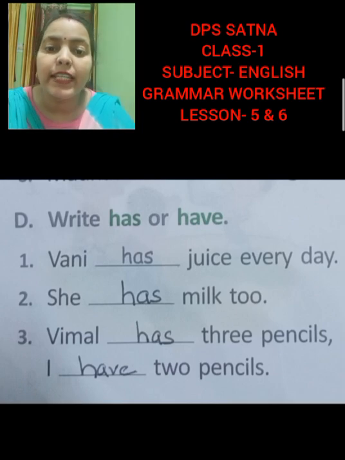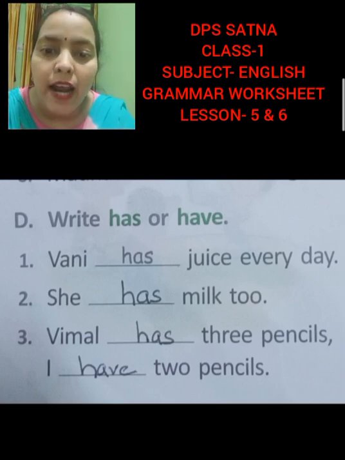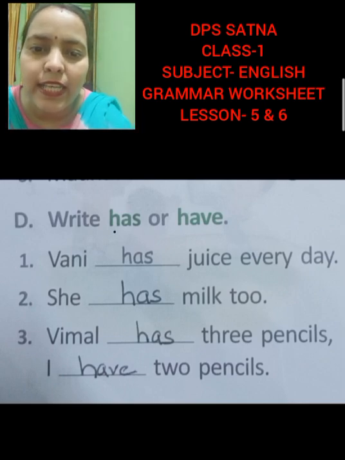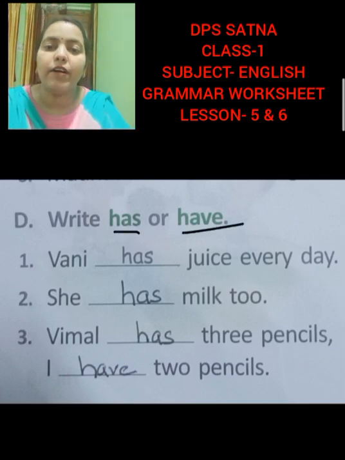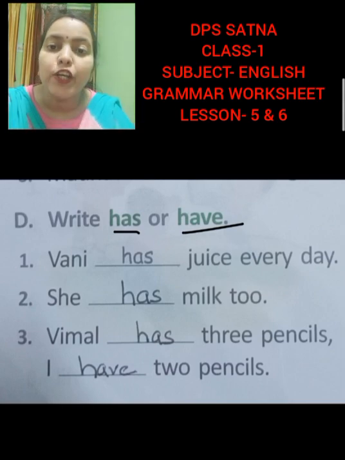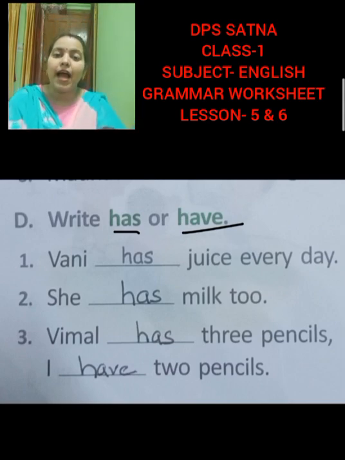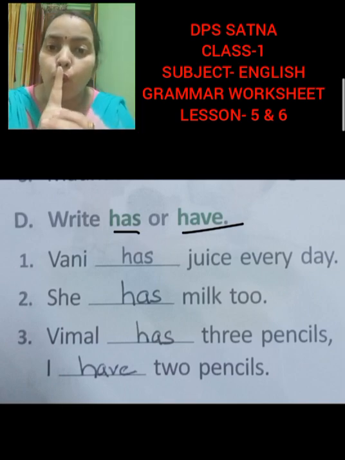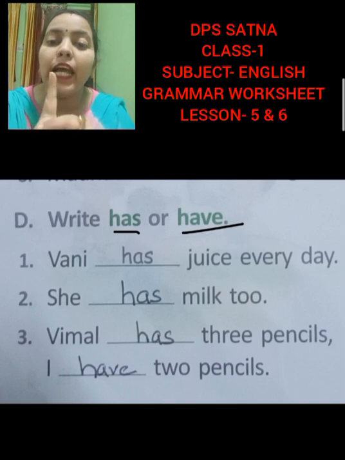Now students, in this exercise, what we have to do? We have to use has or have. So H-A-S has, H-A-V-E have. हमें has और have use करना है. So we use has. हम has कब use करते हैं? We use has with one noun in the naming part. हम has कब use करते हैं? With one noun in the naming part.